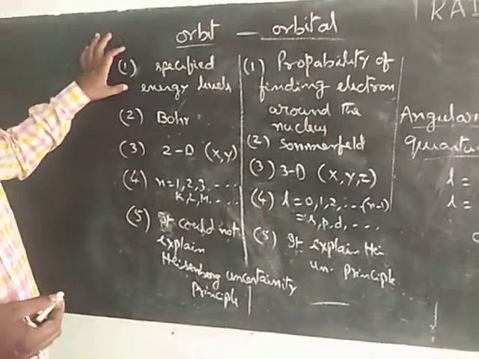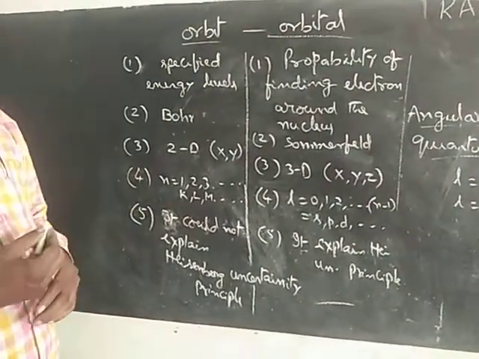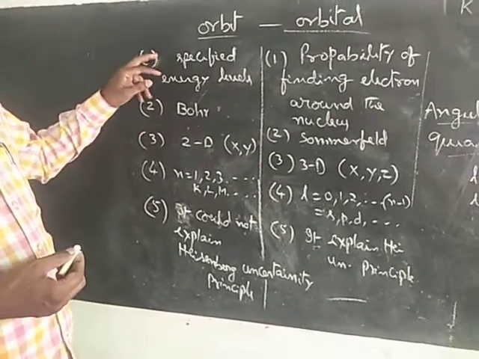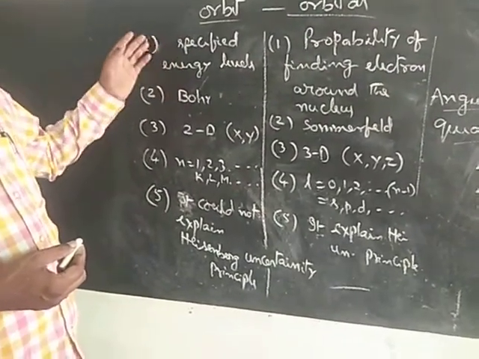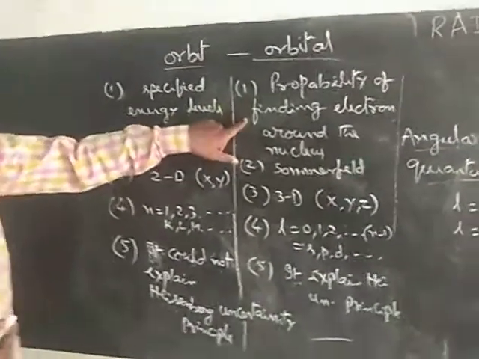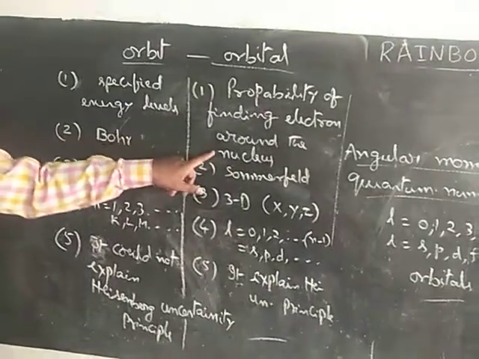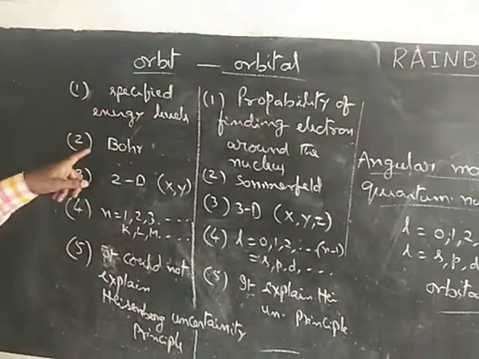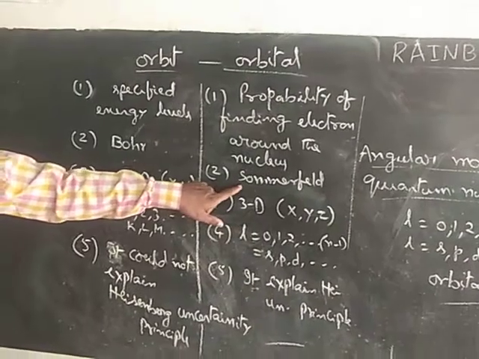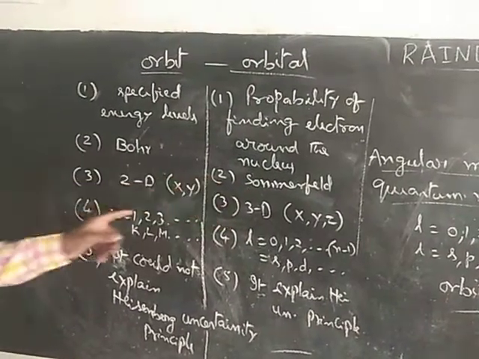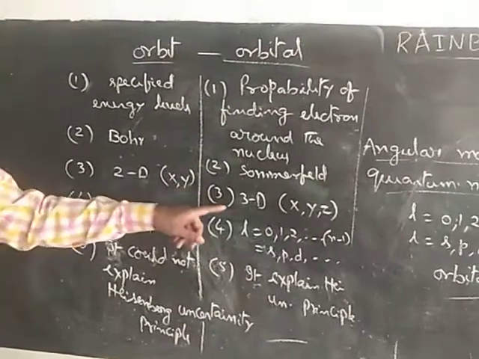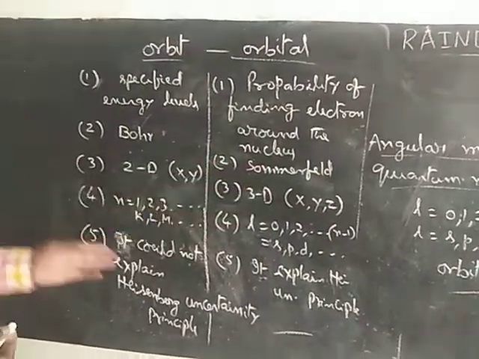Here orbit means, as the Bohr atomic model says, electrons are revolving around the nucleus in specified energy levels. These are all called orbits or stationary orbits, or shells. Here orbital means the probability of finding an electron around the nucleus. These orbits were proposed by the scientist Niels Bohr. Orbital was proposed by the scientist Sommerfeld. This is two-dimensional, meaning only x and y axes are there. This is three-dimensional, x, y, z axes are there.